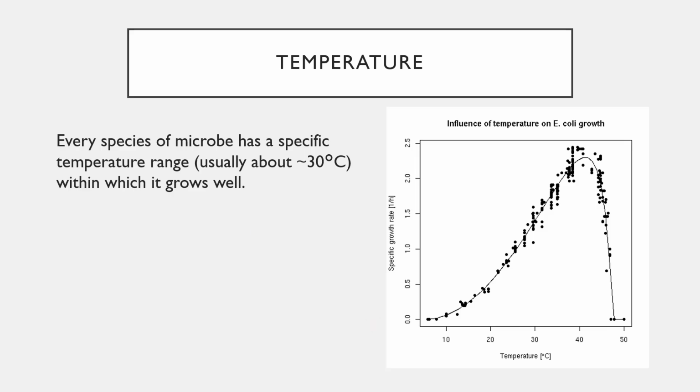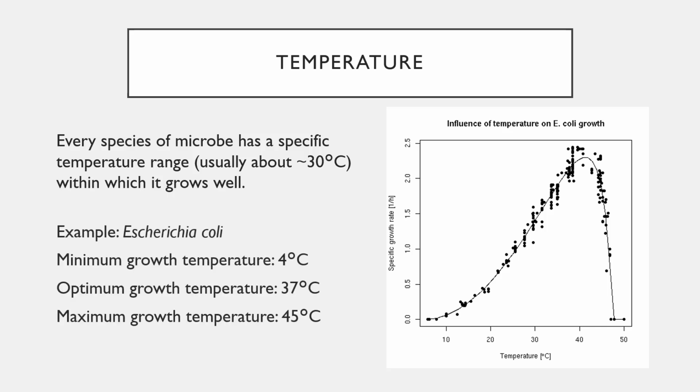Every species of microbe has a specific temperature range within which it grows well, and that range usually spans about 30 degrees Celsius from the minimum growth temperature all the way up to the maximum growth temperature. For example, Escherichia coli, or E. coli, has a minimum growth temperature of 4 degrees Celsius, after which point no growth is observed, and a maximum growth temperature all the way up to 45 degrees Celsius, after which point growth rapidly decreases as the temperature gets too high for the cell's enzymes to function.